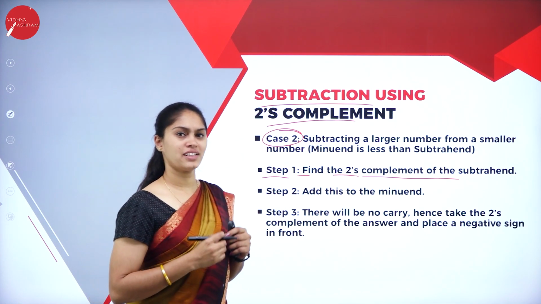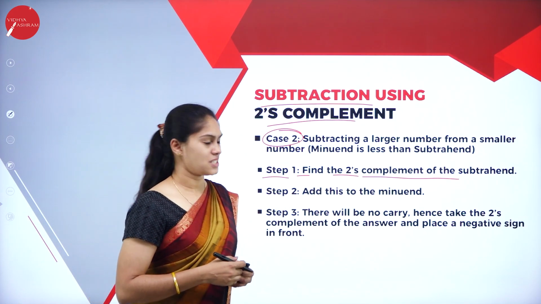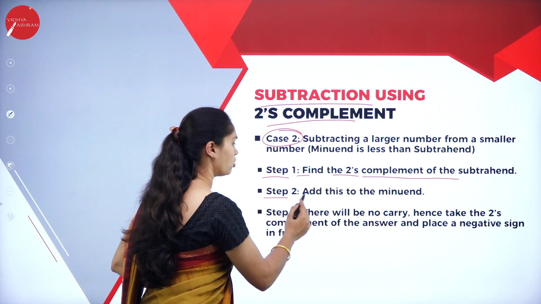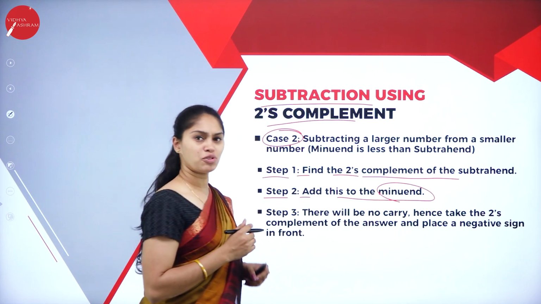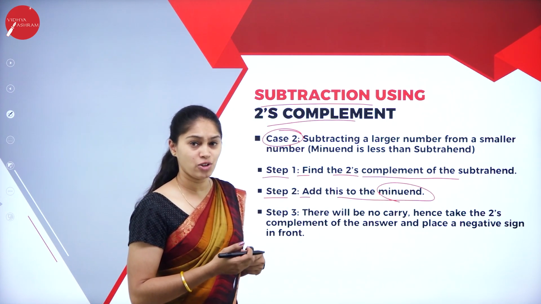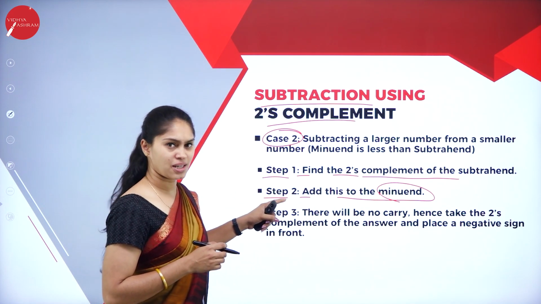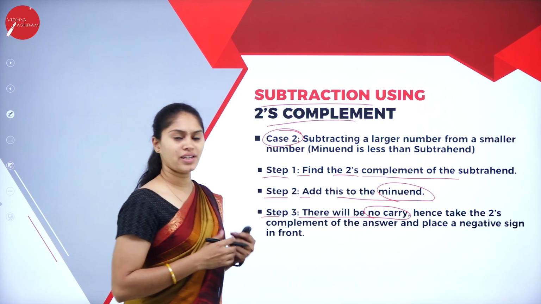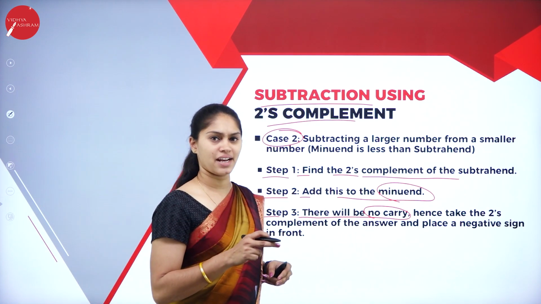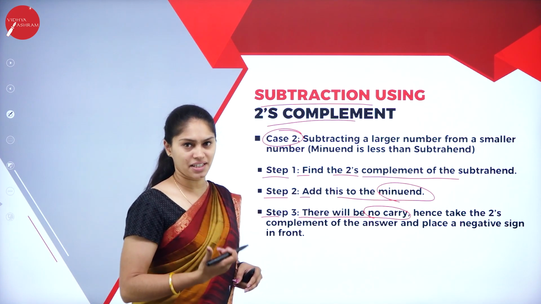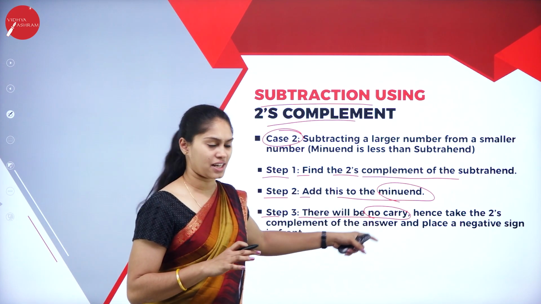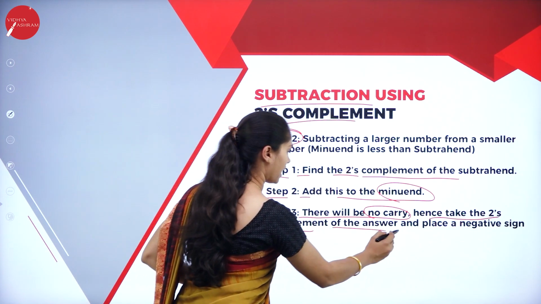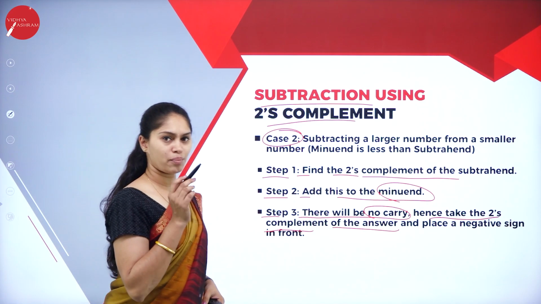Here also we have to find the complement. Which complement? Two's complement. Then in step 2, add this to the minuend. I have to add this two's complemented value with the minuend. That will be my step 2. So in step 3, there will be no carry. Here we won't get a carry. In case 1, we get a carry, but I discarded it. But in case 2, we won't get any carry. Hence, take the two's complement of the answer.